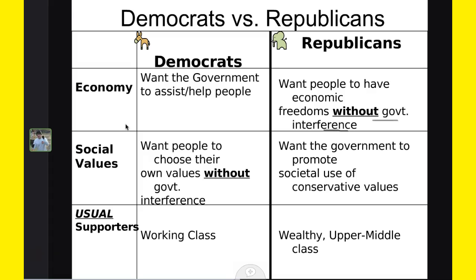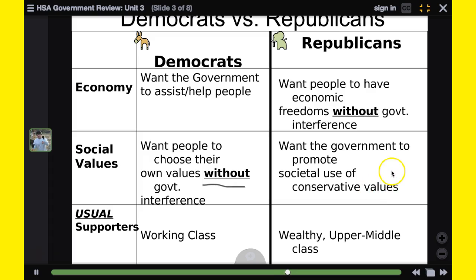When it comes down to social values, issues like gay marriage, abortion rights, things like that, very, very controversial issues, Democrats prefer that people choose their own values without the government telling them what to do, while Republicans tend, not always, but tend to promote the government promoting conservative values, old traditional ways.